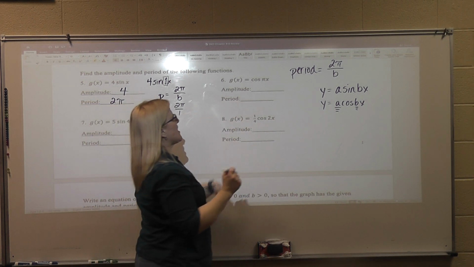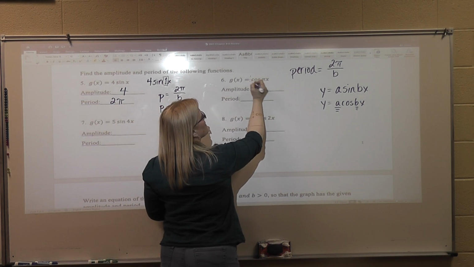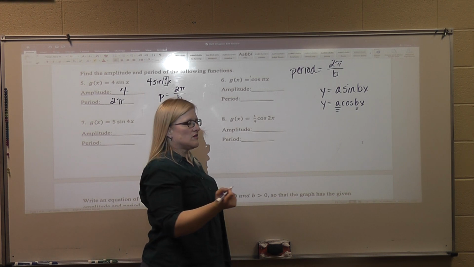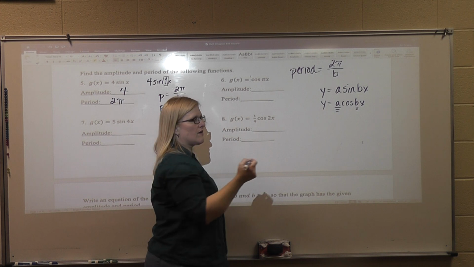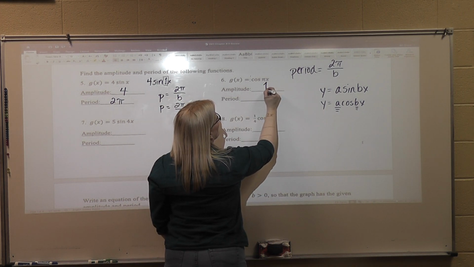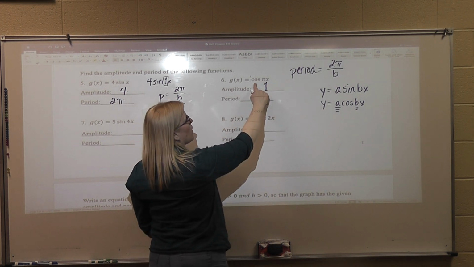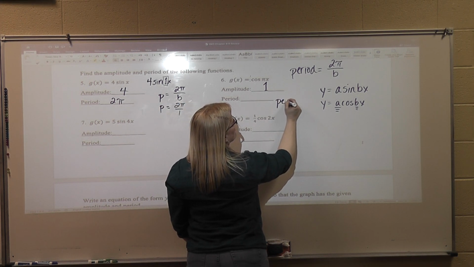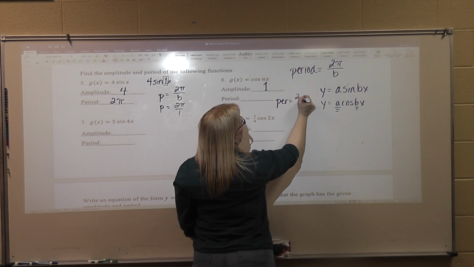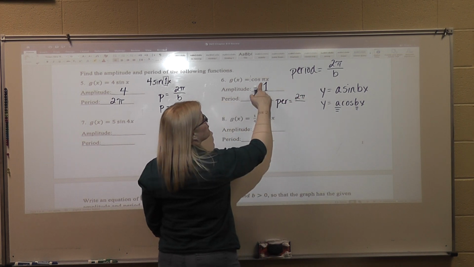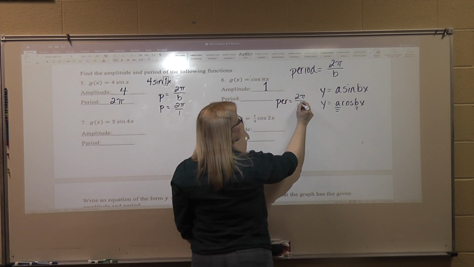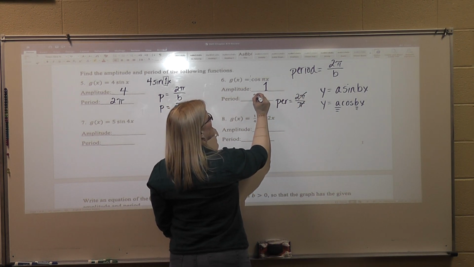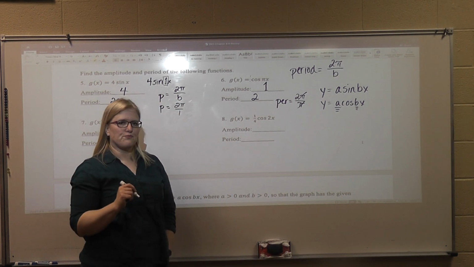All right, number 6, amplitude. I've got my invisible 1 right there, it's really there. So that's my amplitude. My cosine, my period is 2 pi over b, and b is pi. So the pi's cancel out, so my period is 2.